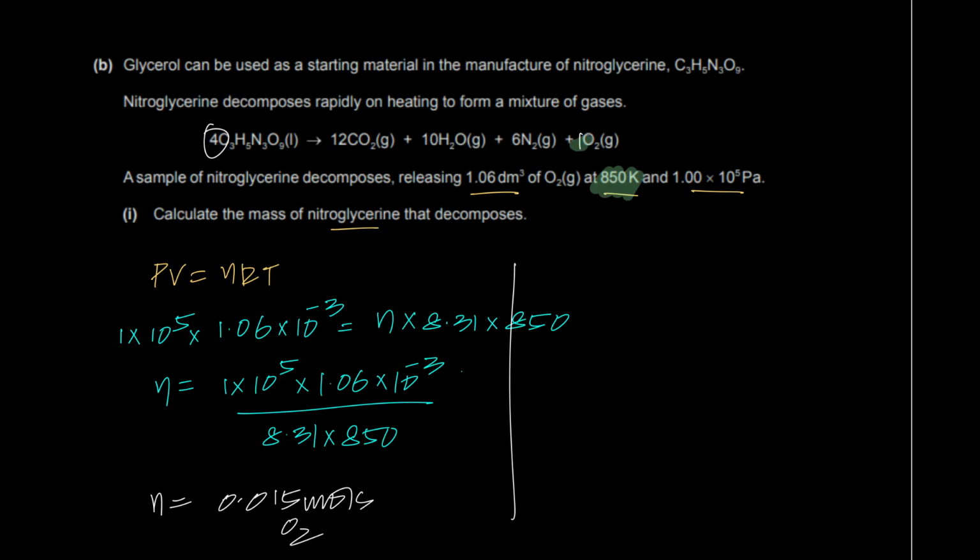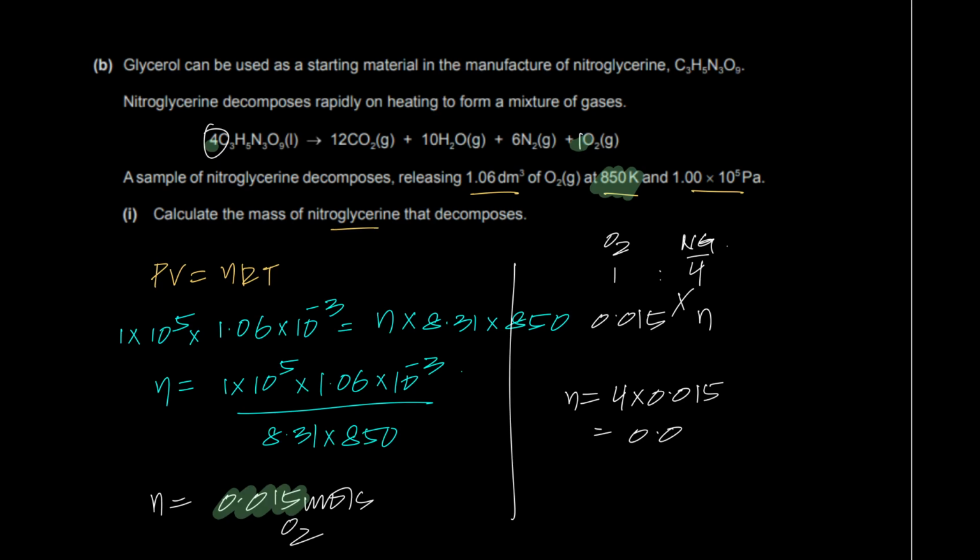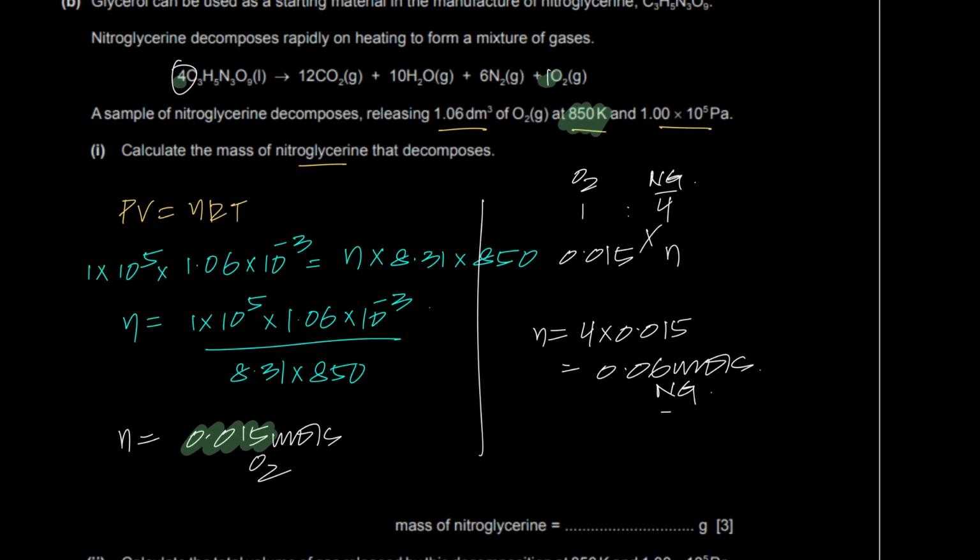So 1 mole gives you 4 moles. If you have these many moles of O2, you will just times it by 4. 1 mole of O2 gives you 4 moles of nitroglycerine, NG. So if you have 0.015 moles of oxygen, how many moles of nitroglycerine would you get? 4 times 0.015 is 0.06 moles of nitroglycerine. But again, we don't need the moles of nitroglycerine, we need the mass.